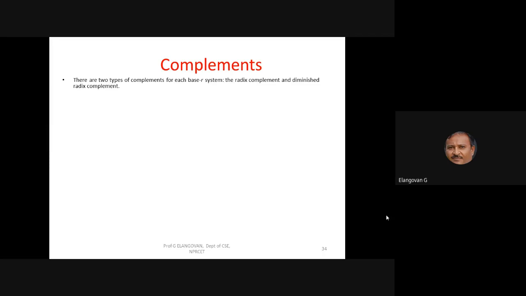Usually, if you are taking the complement, it is represented in two categories: base complement and diminished base complement, or radix complement and diminished radix complement. Base and radix are the same. So the complement can be represented in two ways generally: radix complement or diminished radix complement. Or it can be represented as, if the base is n, the n's complement and the n minus 1 complement. This is in general, so we are saying it with respect to the base.